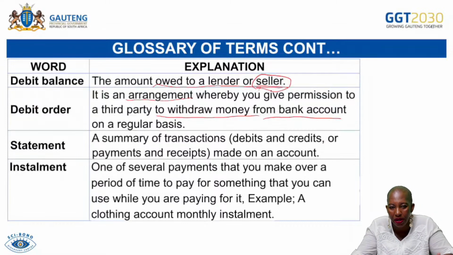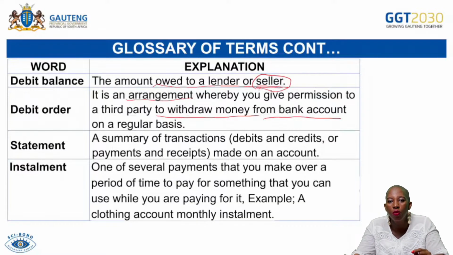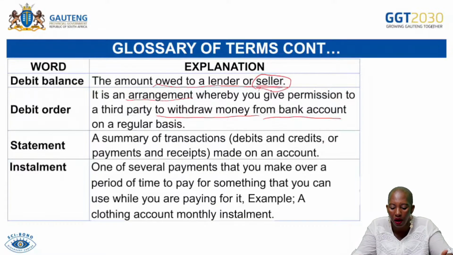So on a monthly basis, you say, okay, Absa Bank, please release the money to my MultiChoice DSTV account. So every month you need to pay MultiChoice. That means I am giving Absa permission to pay who? To pay MultiChoice on my behalf. So that is a debit order.